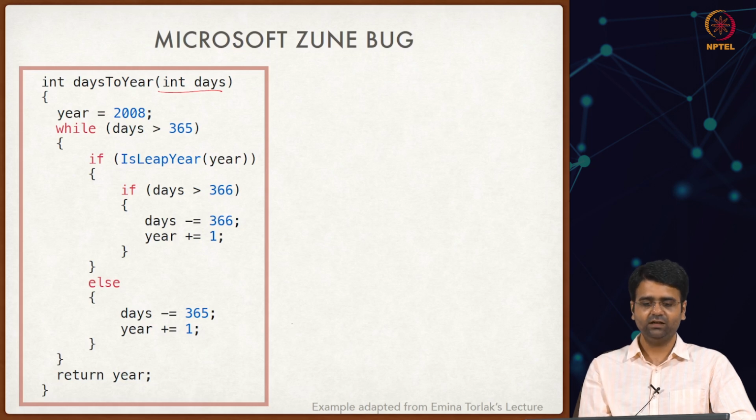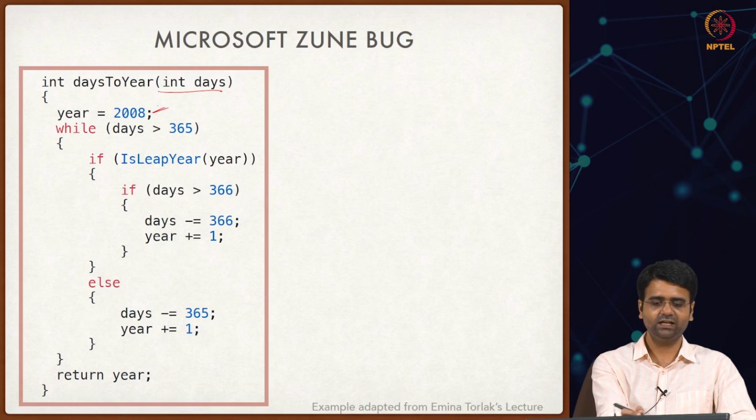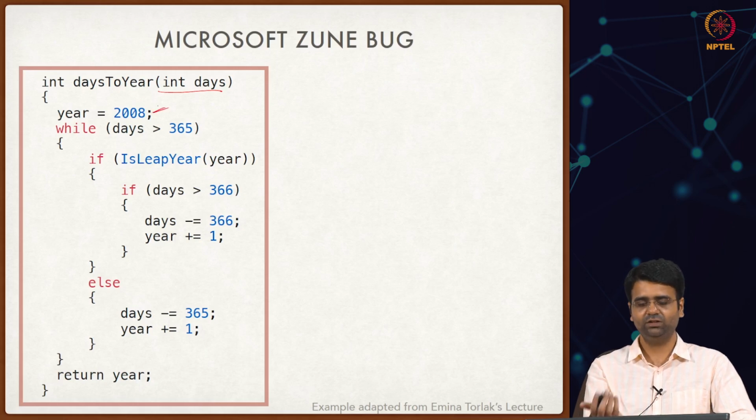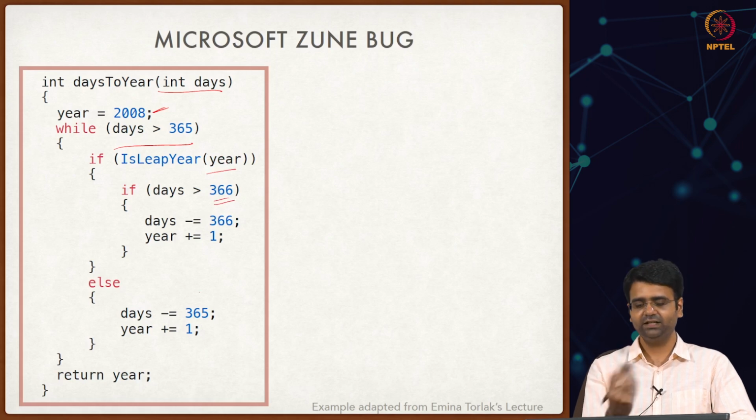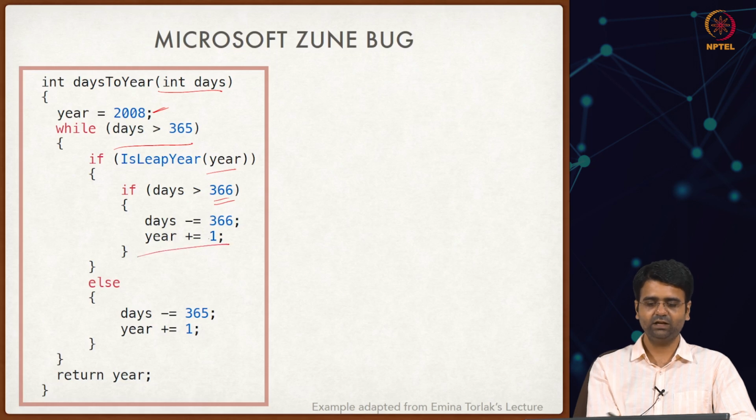The way it does it is quite simple. It starts off with 2008, which is the year in which Zune was introduced. If the number of days that have passed is greater than 365, then essentially you want to say that 1 year has passed. However, there is this leap year thing that you need to take care of. If the current year is a leap year, then the number of days must have crossed 366, only then has 1 year passed. So, if the number of days is greater than 366, then you increment this year by 1.